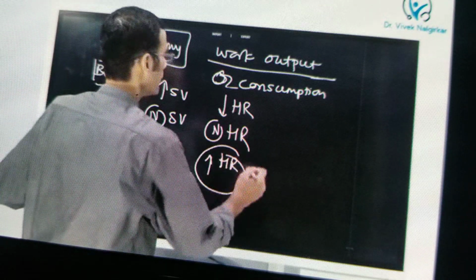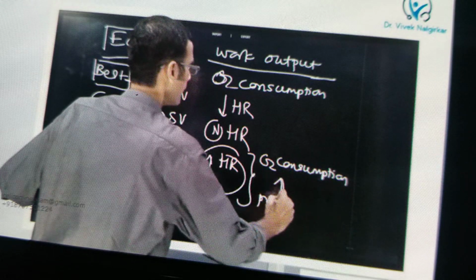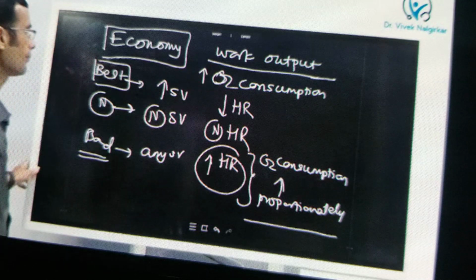Now, bad economy is when any stroke volume with an increased heart rate. That's a bad economy, because with increased heart rate, oxygen consumption increases proportionately. As the heart rate goes on increasing, oxygen consumption goes on increasing proportionately. So denominator increases, economy suffers.